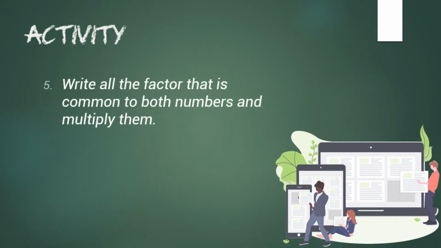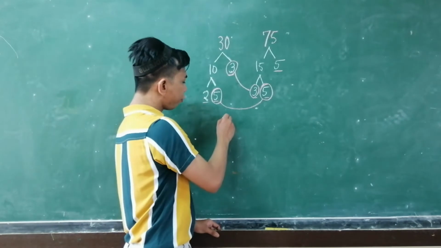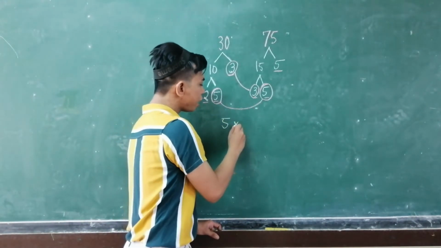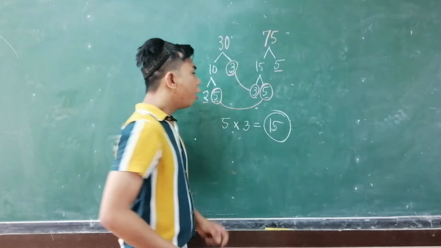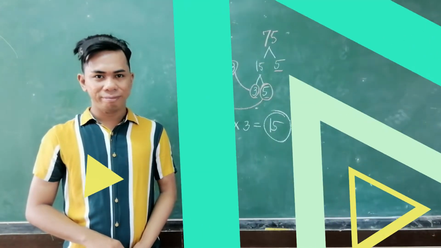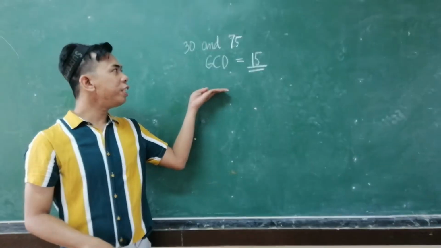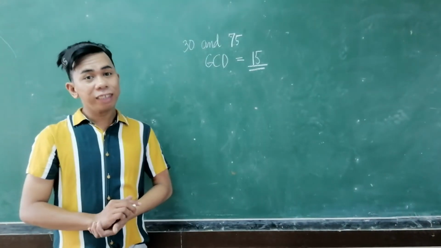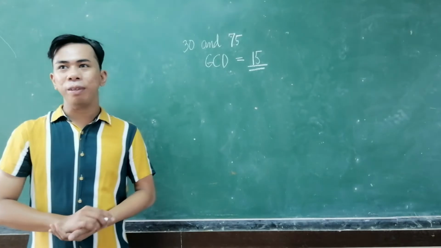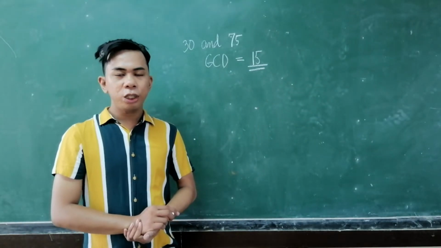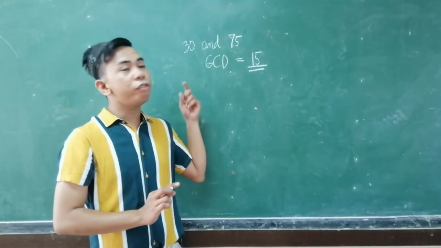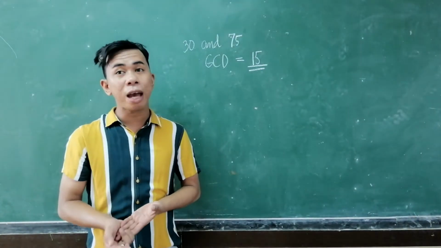Okay? So for step 5, write all the pairs as one number and multiply them. So we have 5 and 3. Multiply them, that is 15. As shown here, we have 15 as our greatest common divisor. So what number did you get for your product? That would be the greatest common divisor of the pair that we had.